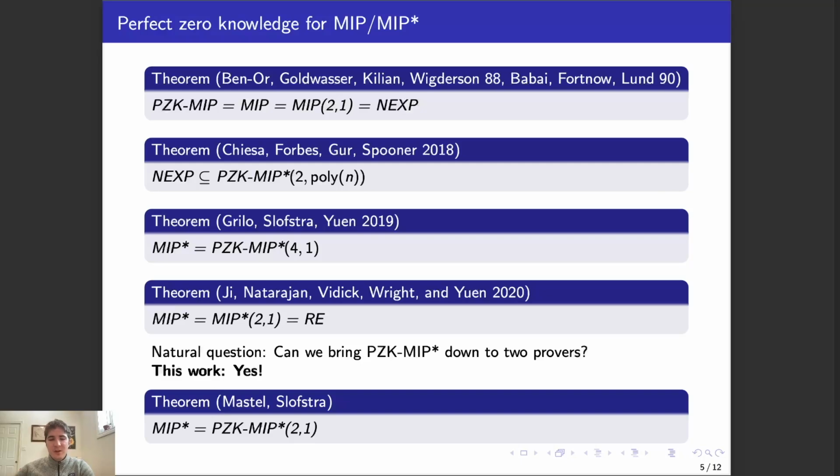The technique we do use is employing the MIP* equals RE theorem to bring us down to a 2-prover 1-round protocol, and then showing that we can reduce this 2-prover 1-round protocol to a perfect zero-knowledge protocol with the same number of provers and rounds.